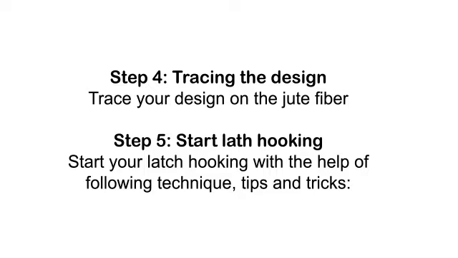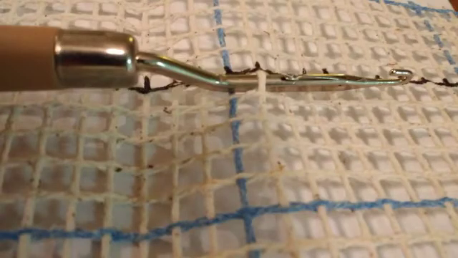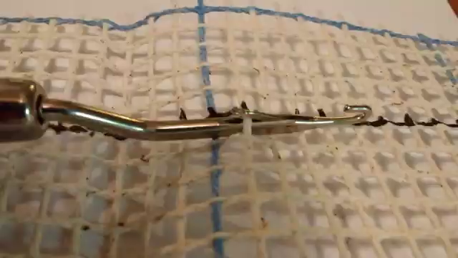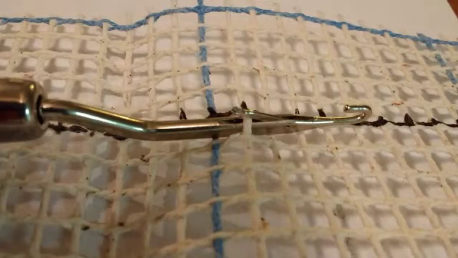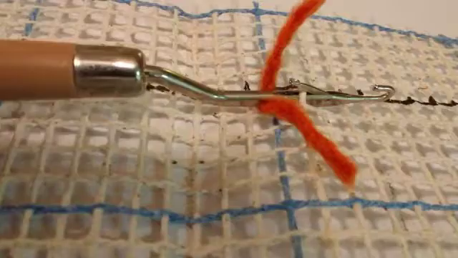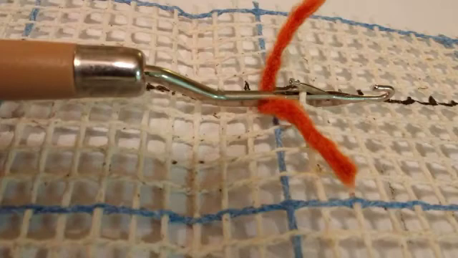Step 4. Tracing the design. Trace your design on the jute fiber. Step 5. Start latch hooking. Start your latch hooking with the help of the following techniques, tips, and tricks. Slide your hook tool underneath the canvas strand and bring it back on top of the grid through the square above. Position the tool so that the latch rests on top of the strand, with the strand in between the latch and the tool's bar.